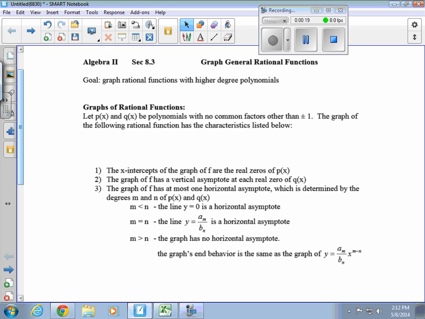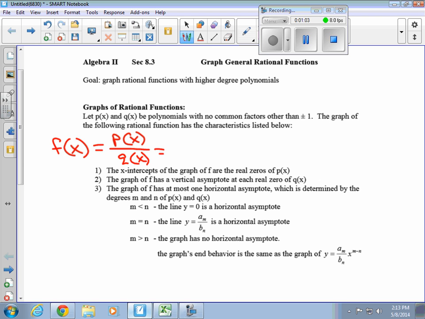If we look at the graph of rational functions, we're going to take the equation, and it says, let P of x and Q of x be polynomials with no common factors other than 1 and -1. So my P of x is going to be here, and my Q of x is in my denominator. If you want to follow along or look at the formula, it's in your book on page 565. That's where we're starting from. It says the graph of the following rational function has the characteristics listed below. So f of x is our function, with P of x in the numerator and Q of x in the denominator.